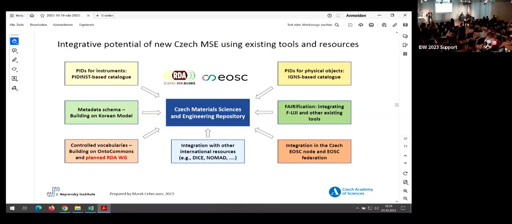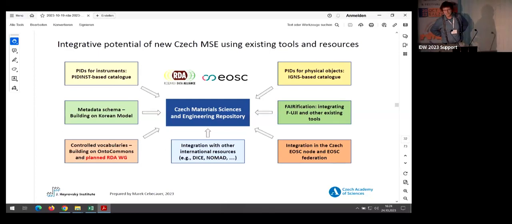I'm Marek Cebeca from Herovsky Institute, Czech Academy of Sciences, and I'm representing here a Czech community of material scientists and engineers. And why I'm here is to indicate that we are actually building a new system, a new repository, and we are learning from all the developments presented here.